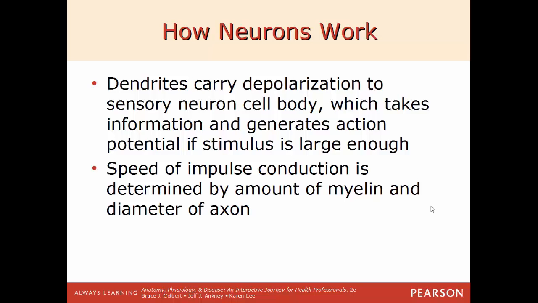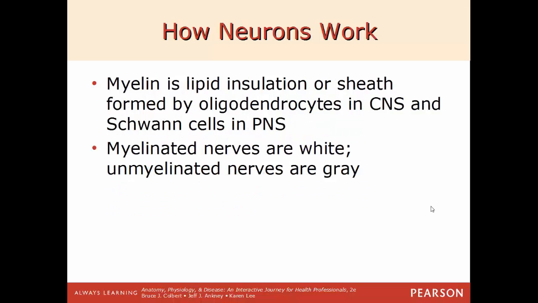Now, the speed of the impulse conduction is determined by the diameter of the axon and also the presence of myelin. Now, myelin is a special kind of lipoprotein that acts as an insulator that wraps around the axons. It's found both in the central nervous system and the peripheral nervous system. And the nerves that are covered with myelin are white in color.